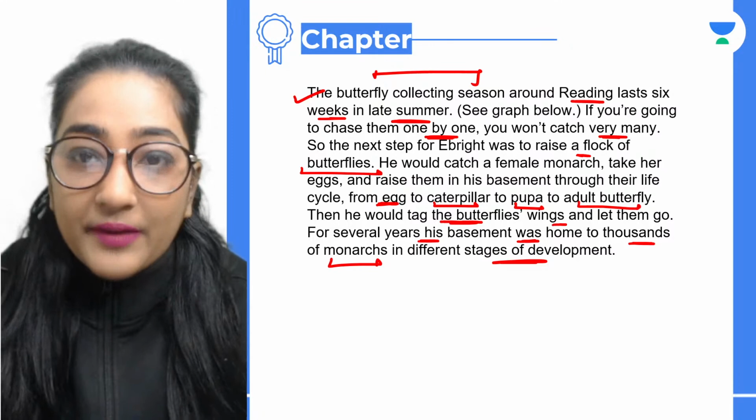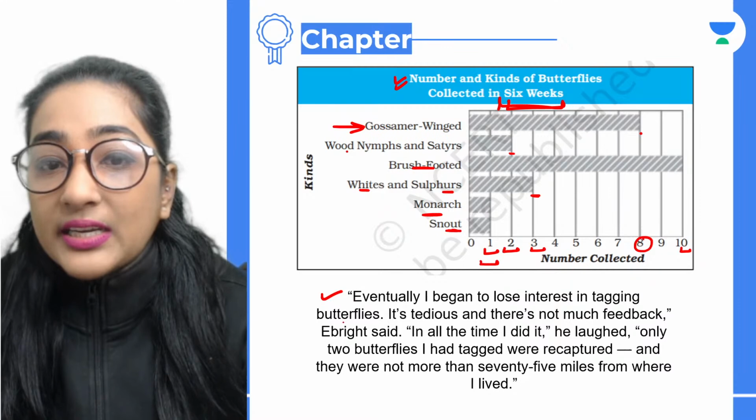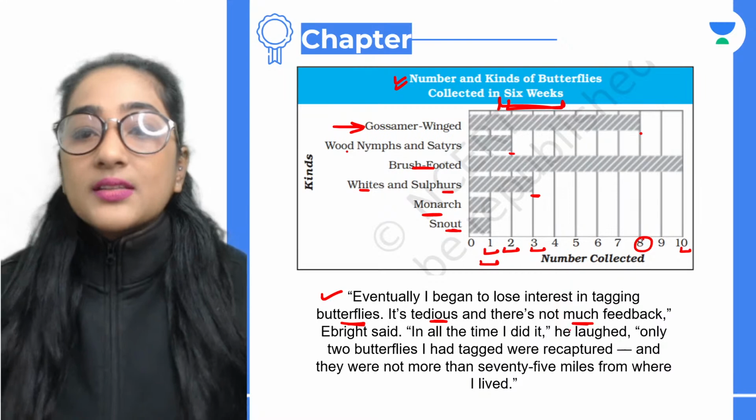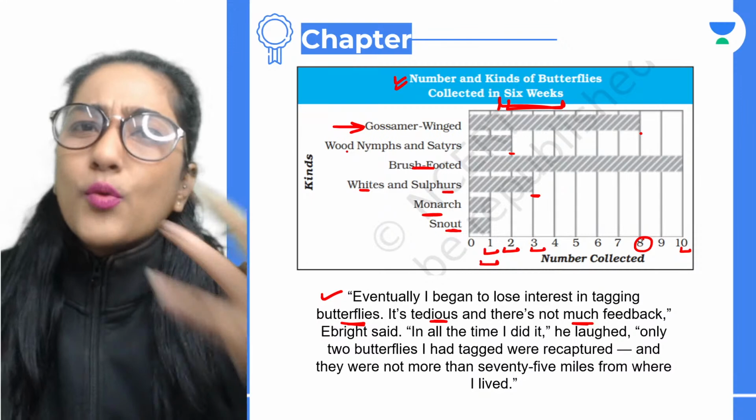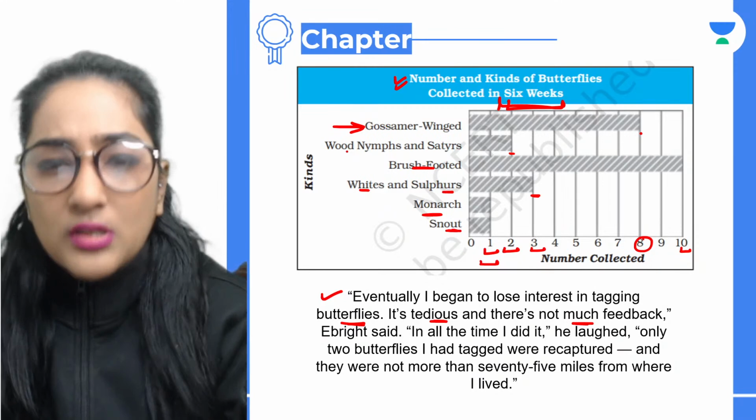All right. Now moving ahead, eventually I began to lose interest in tagging butterflies. It is tedious and there's not much feedback. So now he's like ki ab main kya karta tha ki ab meko na tagging mein acha nahi lag raha tha kyunki wo bahut tedious kaam tha, okay, usme bahut mehnat lag rahi thi aur kuch zyada feedback bhi mujhe nahi mil raha tha, mujhe kuch samajh mein nahi aa raha tha.